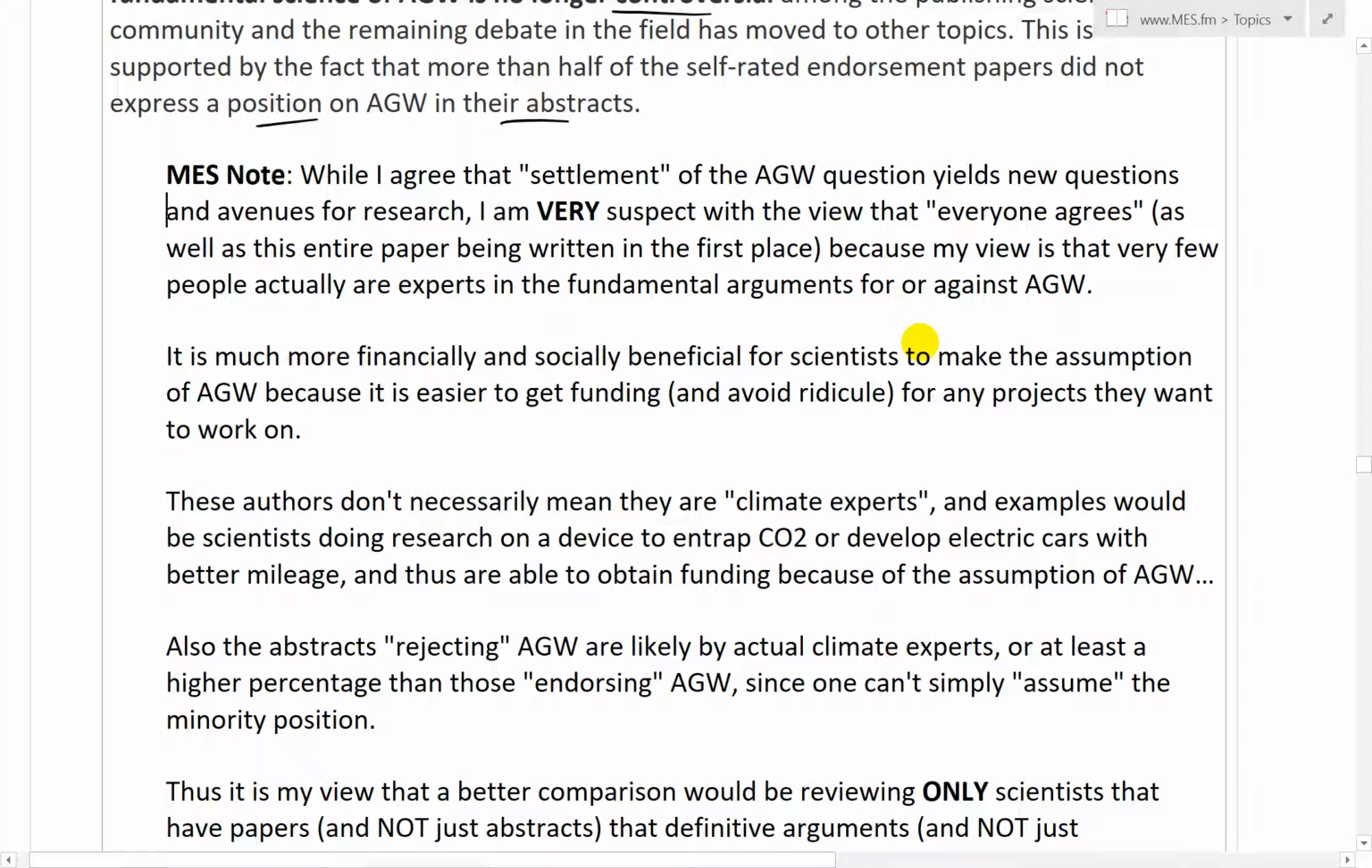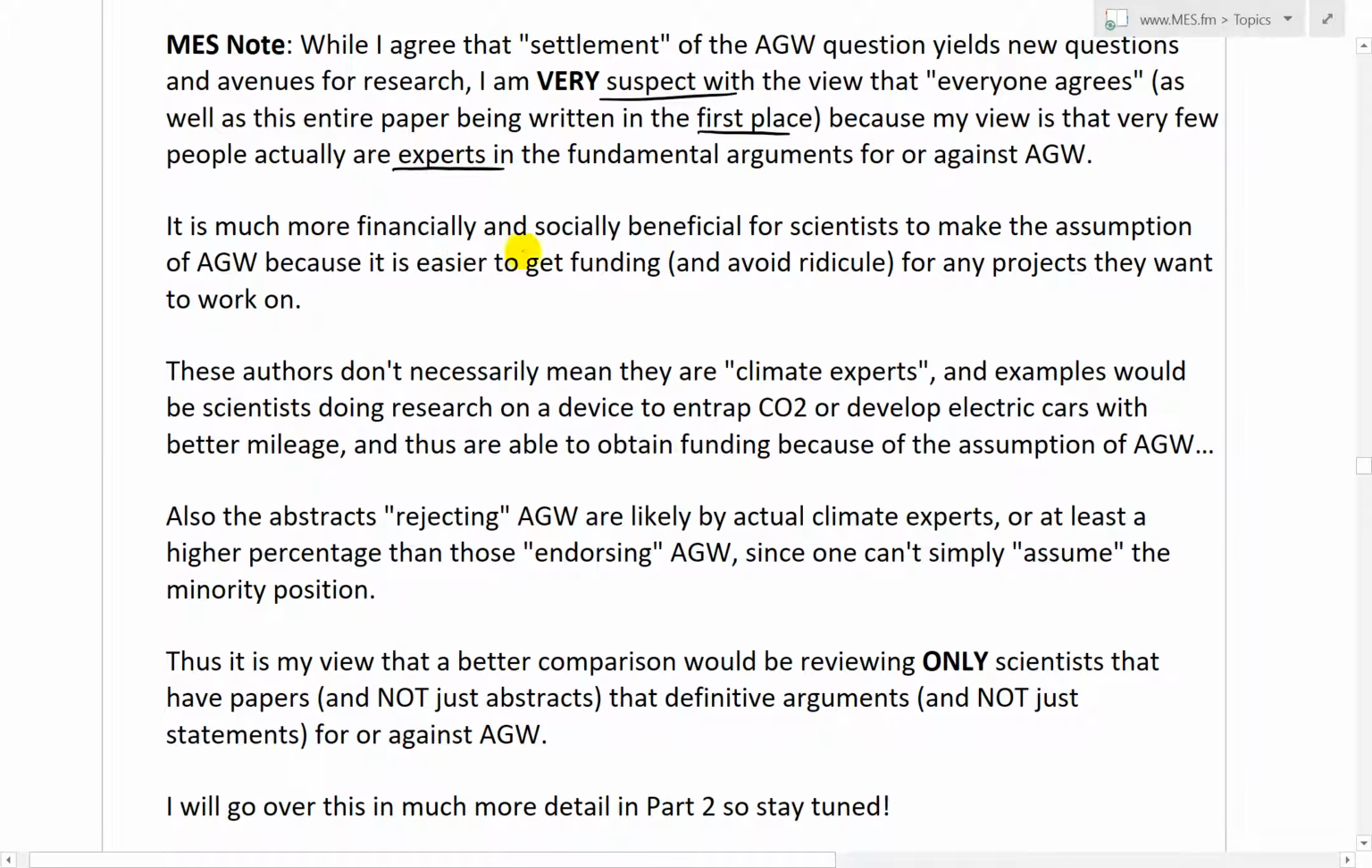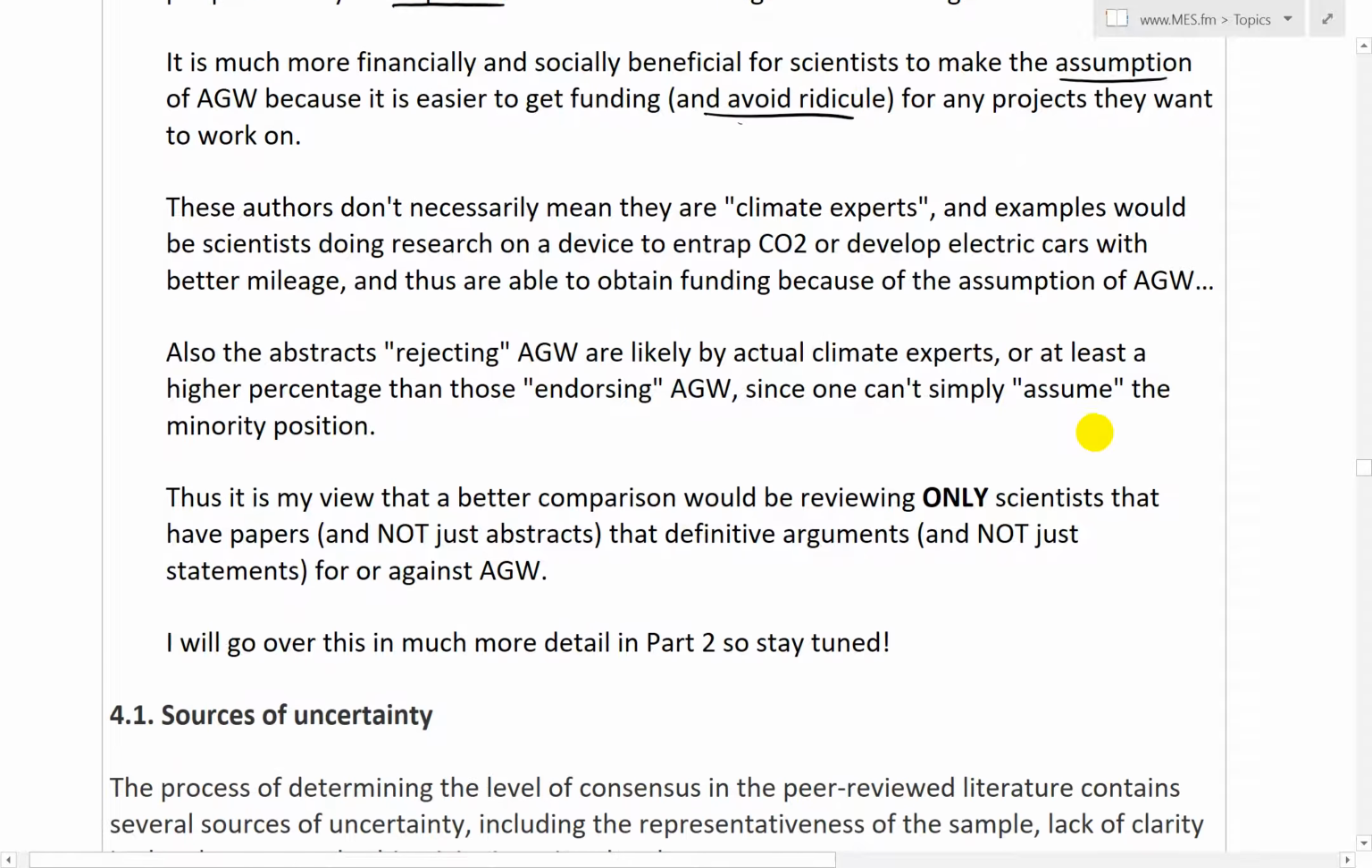So, my note: while I agree that the settlement of the AGW question yields new questions and avenues for research, I am very suspect of the view that everyone agrees, as well as of this entire paper being written in the first place. Because my view is that very few people actually are experts in the fundamental arguments for or against AGW. It is more financially and socially beneficial for scientists to make the assumption of AGW because it is easier to get funding and avoid ridicule for any projects that they want to work on.